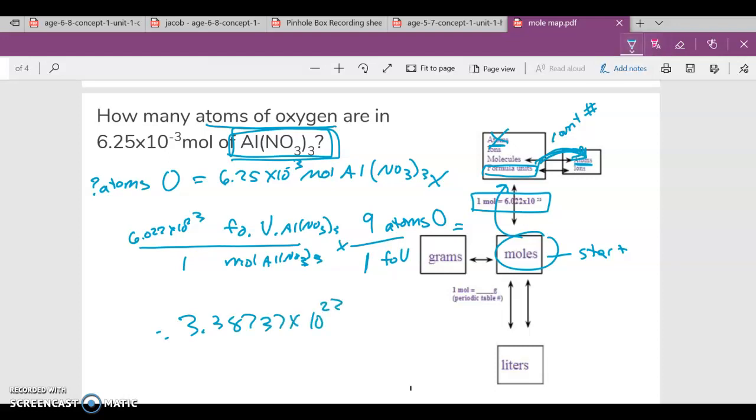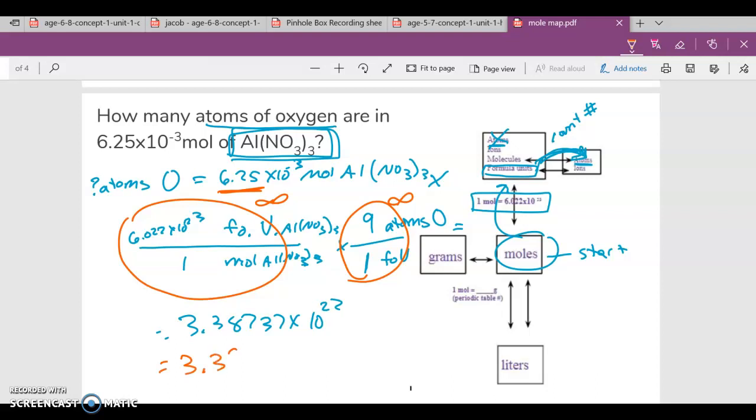Sig fig wise, this right here has infinite sig figs because it's a conversion factor. This is also a conversion factor, and even past that, these are counting numbers, and all counting numbers have infinite sig figs. So again, I've got to look at my beginning numbers. This has 3 sig figs, so I'll go for my 3 sig figs, 3.39 times 10 to the 22 atoms of oxygen.